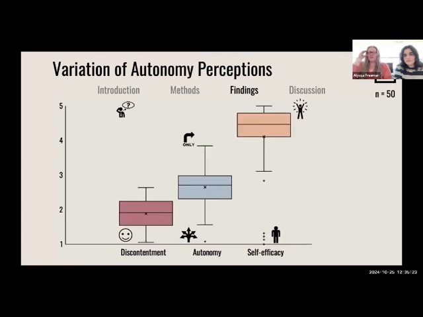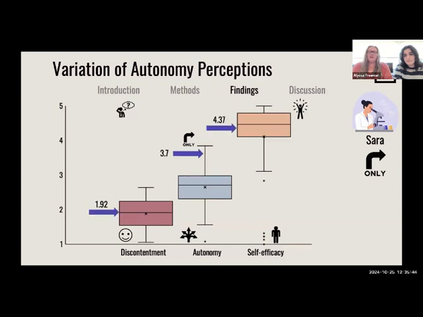Here are some box and whisker plots of our survey results from all of the GTAs in our sample. They tended to generally indicate being pretty content with their teaching, moderate perceptions of autonomy, and everybody was pretty confident with their teaching. Now for Sarah, who was chosen for interview because she had low perceptions of autonomy, she also indicated on the survey that she was pretty content with her teaching and had high perceptions of confidence, or self-efficacy, as well.